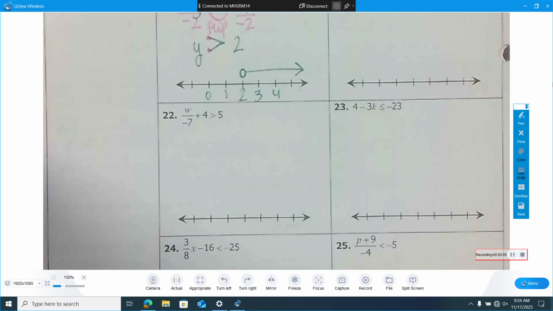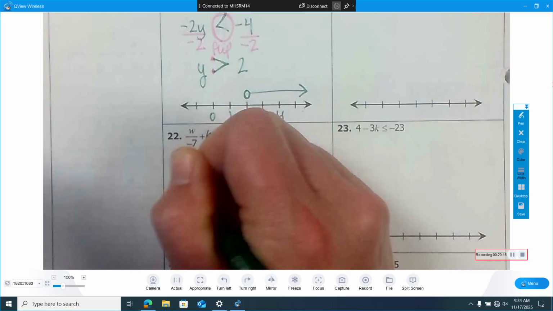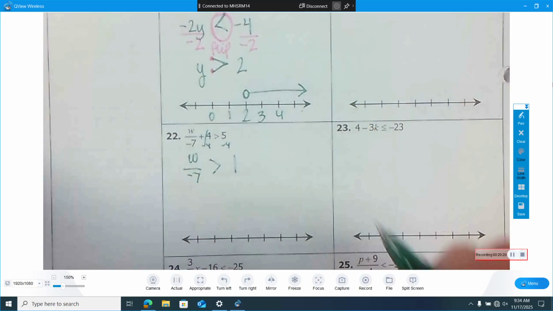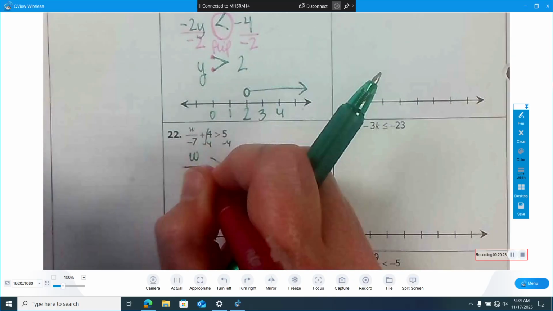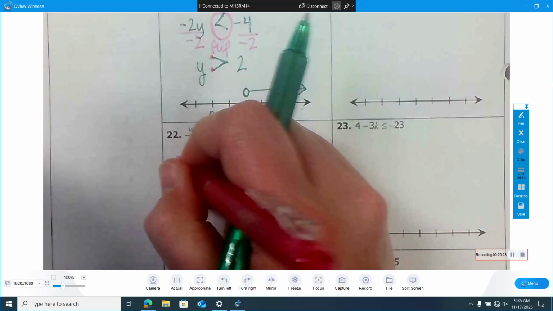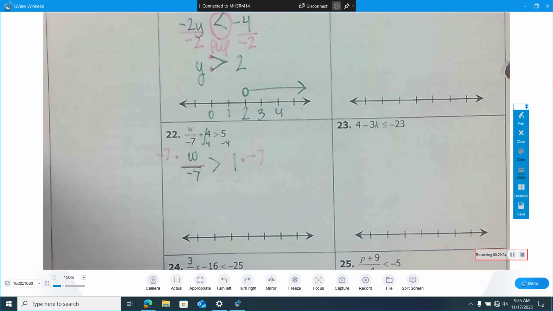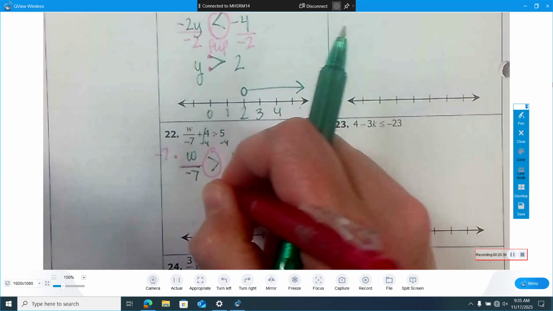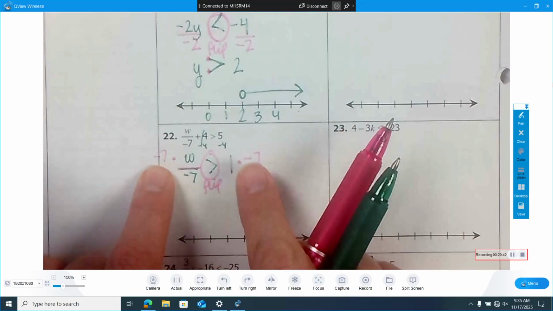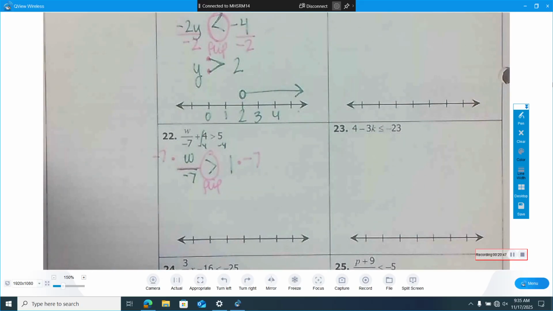Number 22, what should we do first? Minus the 4, good. So I get W divided by -7 is greater than, what's 5 minus 4? 1. Now it says W is divided by -7. How should we get rid of divide by -7? Times by -7 on both sides. What do I need to remember to do? Flip my symbol. And why do I flip my symbol? Yeah, we're multiplying by a negative number, so we need to flip our symbol because it's really saying the opposite of what we have here.